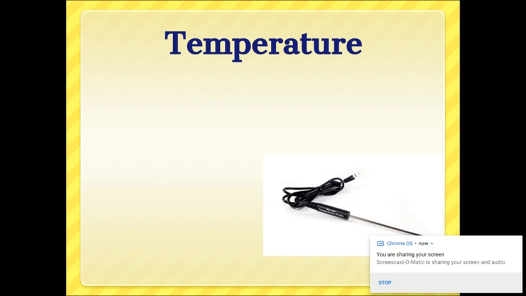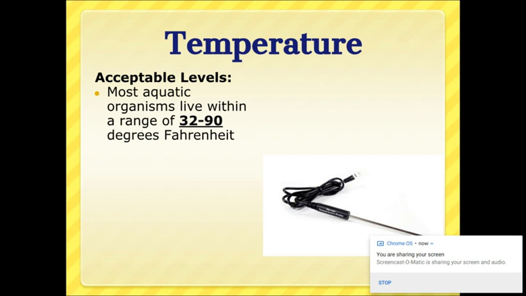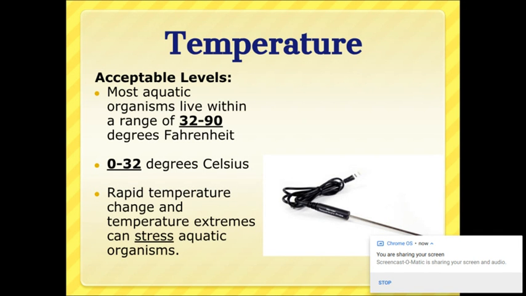On to our next indicator, temperature. Temperature is very important in the water in our ecosystem. Most aquatic organisms live within a range of 32 to 90 degrees Fahrenheit. That's the same as 0 to 32 degrees Celsius. Remember, water has a high specific heat, so it takes a lot of heat energy to change the temperature, and it changes very, very slowly. This is a really good thing because rapid temperature change and extreme temperatures can really stress out aquatic organisms.